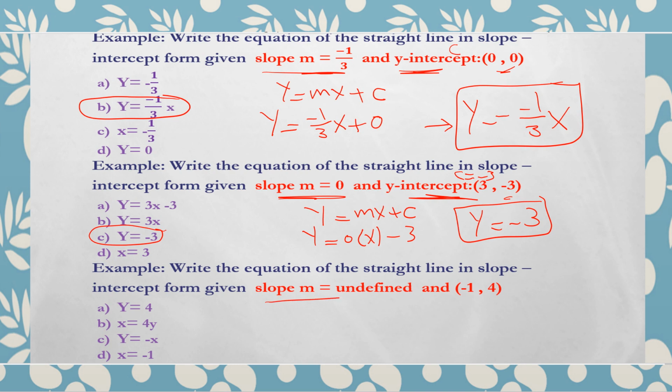Write the equation of the straight line in slope-intercept form, given slope m is undefined and a point (minus 1, 4). If m is not defined, then the equation of the straight line would be x equals a, and here x equals minus 1, so the equation of the straight line would be x equals minus 1, and the correct answer is D.